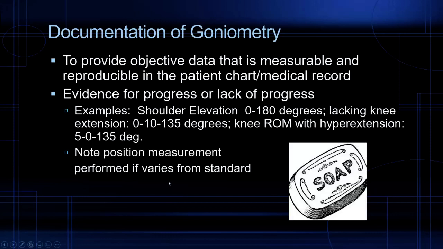And anytime you measure goniometry, if you do happen to measure in a different position that varies from what's shown in Clarkson, say if the patient has a condition like spinal stenosis where they are uncomfortable lying prone, you may not choose to measure hip extension in prone that day because of pain, okay, or back pain. So you would then just note that anytime you do measure, if it is varied from the standard position, okay?